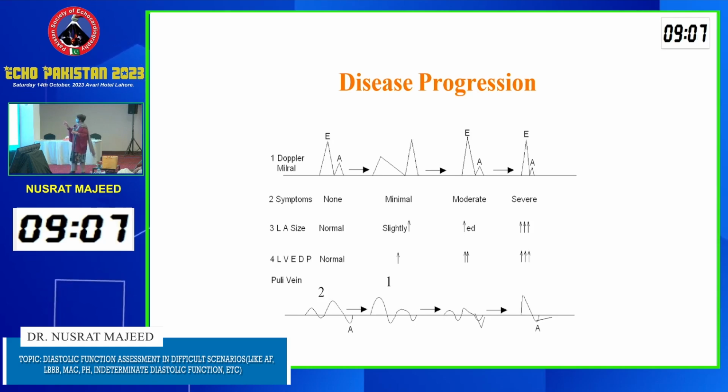The third one is restrictive. You can see a very tall, sharp, crisp fall, and this is the restrictive type. The left atrium is so big, sometimes it crosses your screen. The patient is severely symptomatic with very high left ventricular end-diastolic pressure, and this is the pulmonary vein tracing.